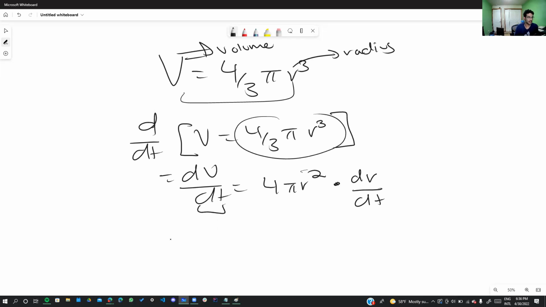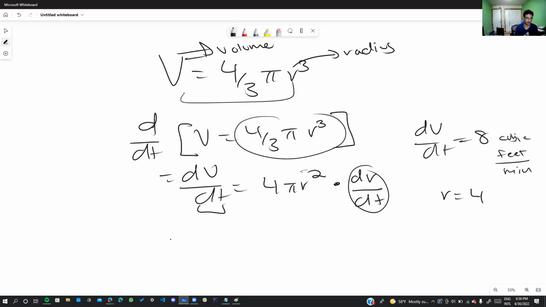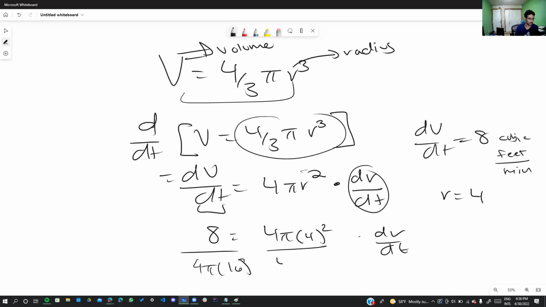And now we have a thing given. Let's say that the volume is changing at 8 cubic feet per minute. That would be perfect, volume in cubic feet per minute. And then let's say when the radius is 4, how is the radius changing? Now we can just plug in information. You put 8 over here, and 4 right over here, and then you can solve for dr/dt. Then you just divide by 4 pi times 16, and now you have this right over here.